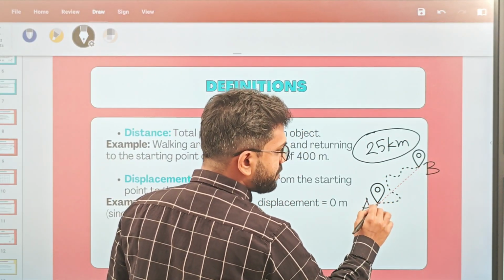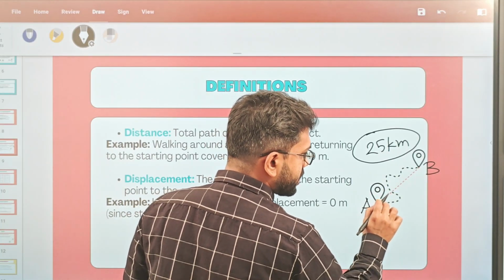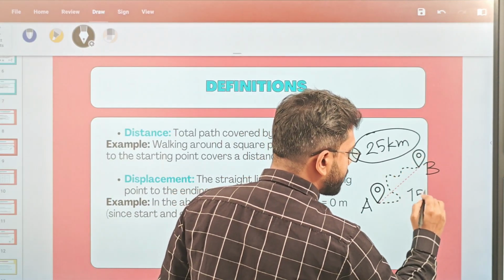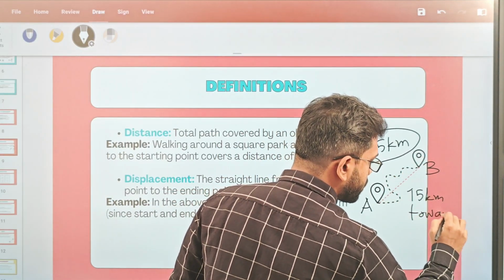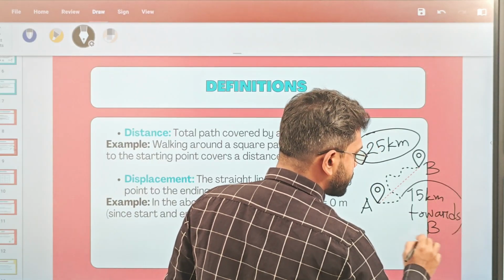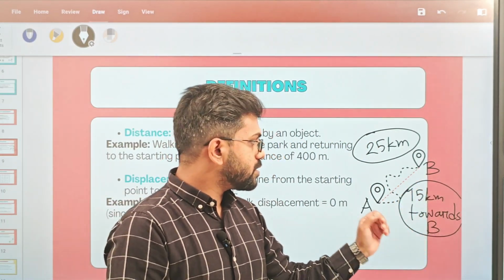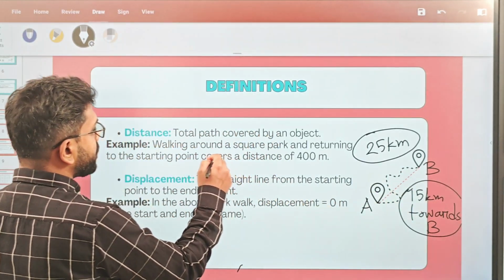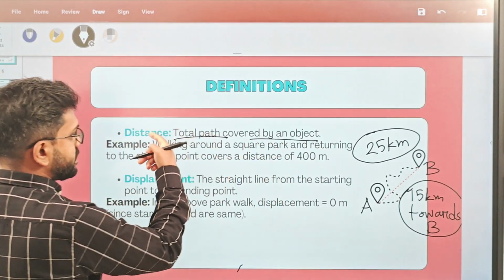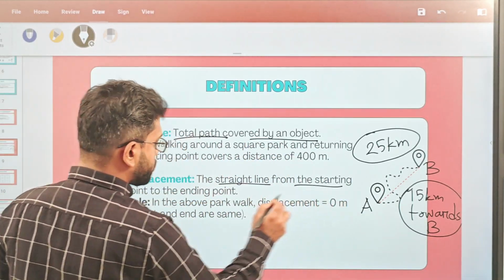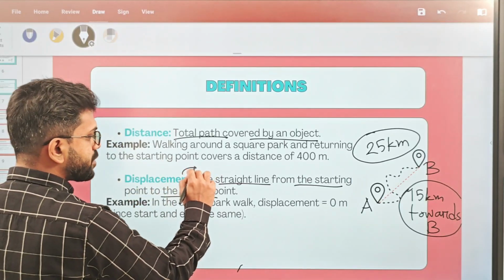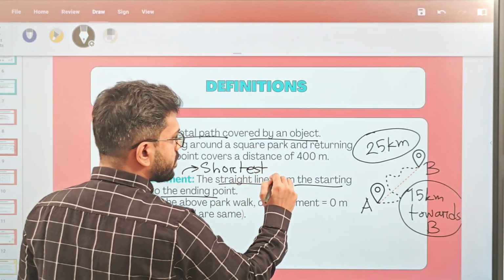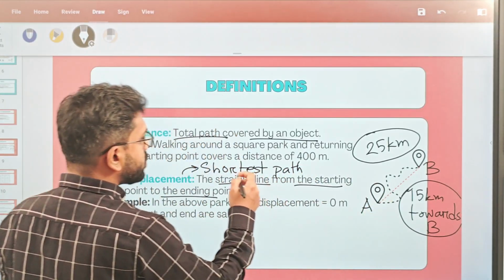But if you specify that from A to B, you're covering this straight line path, the shortest distance between A and B, let's say is 15 kilometers towards B, this is displacement. Okay, so from A to B, the shortest path that you have covered, displacement. Okay, so the total path covered by an object is the distance, and the straight line from the starting to the ending point is the displacement. In other words, we can say displacement is the shortest path between any 2 points.